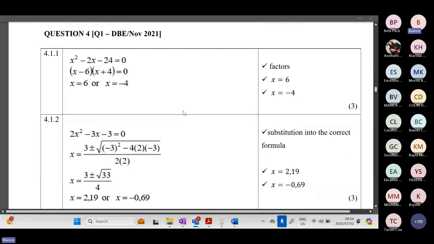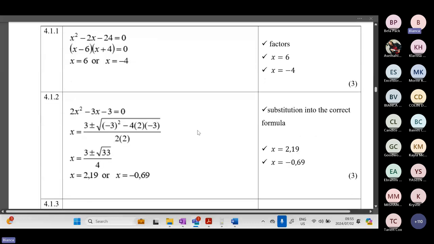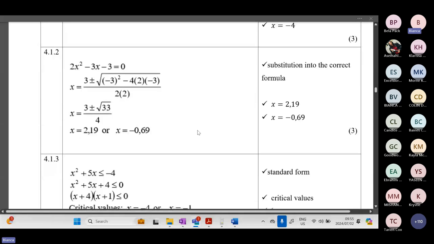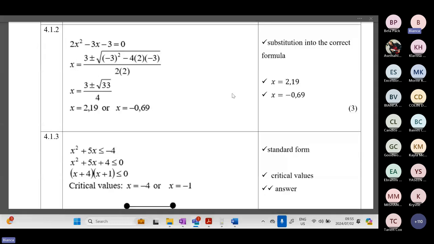Okay, so 4.1, there it is. You get a mark for the factors or the quadratic formula, and you get a mark for your two solutions, each one mark. 4.1.2, same thing. You get a mark for the substitution into the quadratic formula, and then one mark each for your rounded off answers. Make sure you look at your rounding off. Okay, and here's the inequality that we spoke about. I'm just going to go down.